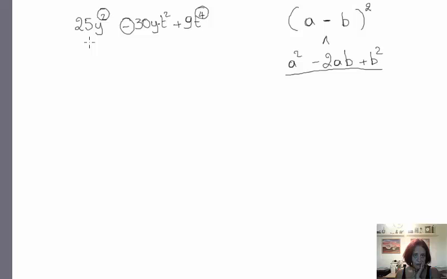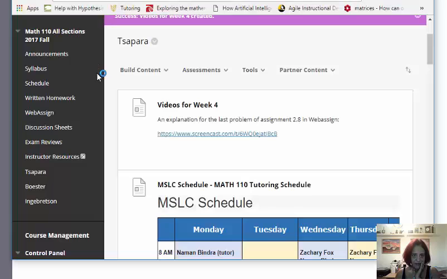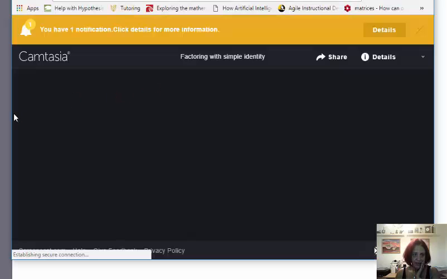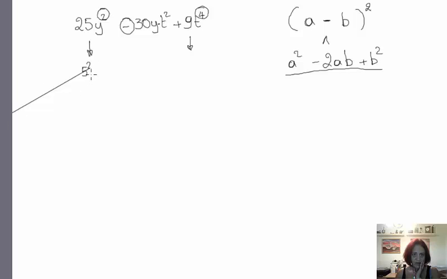So the first thing that we need to do is identify what is our A and what is our B. How do we do that? We are trying to see if these are perfect squares. So 25 is the square of 5. And what we have right now is 5 squared y squared. 9t to the fourth can also be written as 3 squared t to the fourth. Now t to the fourth is nothing else than t squared squared.